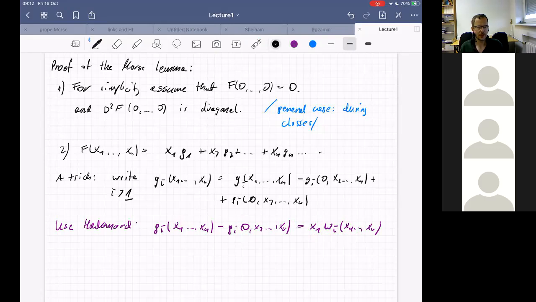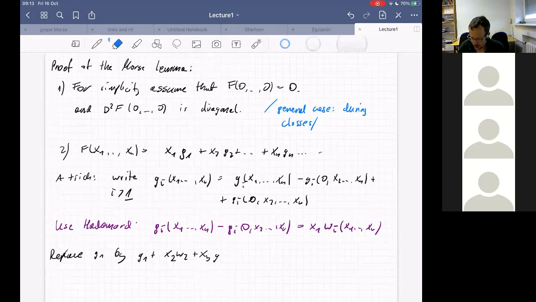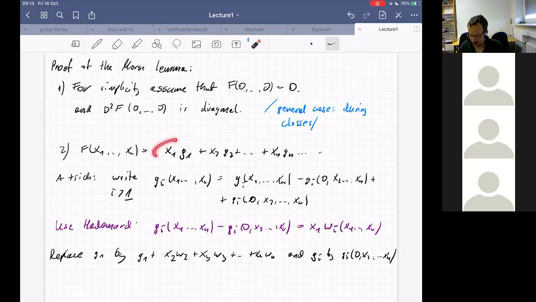Is it okay? Because it's like using parameters here. But when you trace the proof of Hadamard's lemma, it's the same. So we replace g1 by g1 plus x2 w2 plus x3 w3 plus ... xn wn, and gi by gi of 0, x2, ... xn. Okay, so look what happens if I see this formula.